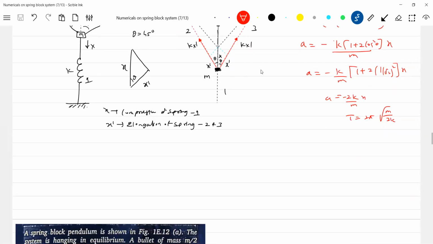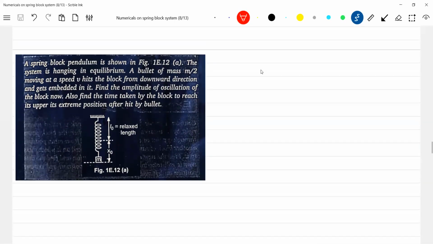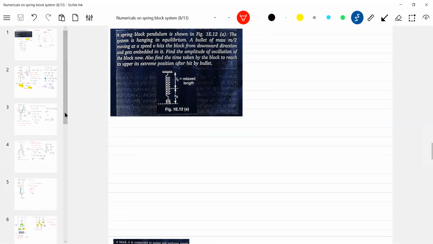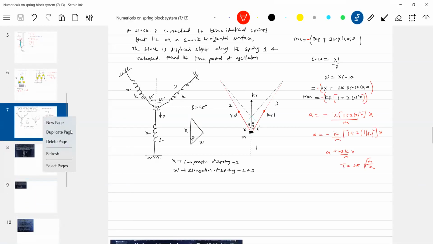Okay, fight with the diagram. It'll be easy for you. Okay, let me introduce a few more basics. Let me cover all the basics, then I'll come to the other set of numericals. Last one more is there.